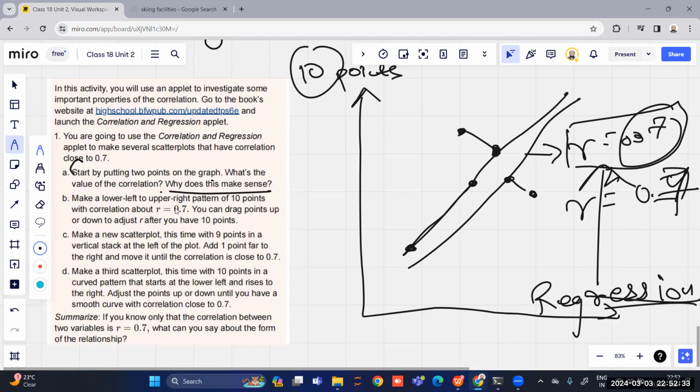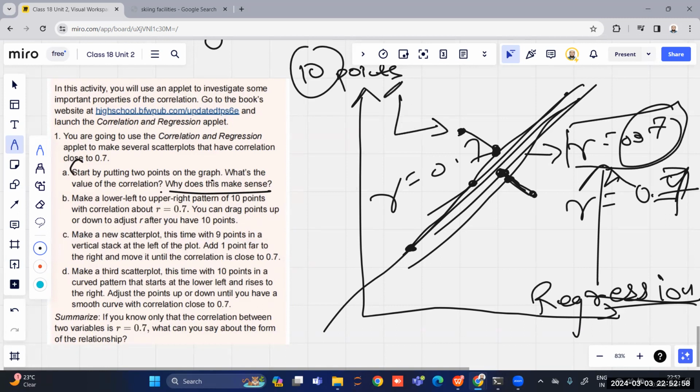Make a lower left to upper right pattern of 10 points with correlation about 0.7. So we need to take the 10 points such that the line which is drawn has a correlation about 0.7. You drag points up or down to adjust the R after you have 10 points. So we can drag the points up and down such that the value of R must be 0.7. Make a new scatter plot this time with 9 points in a vertical stack, such that it has the R value 0.7.